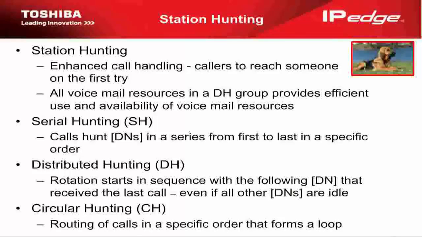And circular hunting. Calls hunt directory numbers in a series in a specific order. However, the series forms a loop, which enables the last DN to hunt to the first DN. When any DN in the series is called, the system will ring the first idle DN in the series, starting with the called DN, hunting to all DNs in the series. As an option, this type of hunt group can have a unique pilot DN assigned to it. When callers dial the pilot DN to reach a telephone in the group, calls will hunt all DNs from first to last.